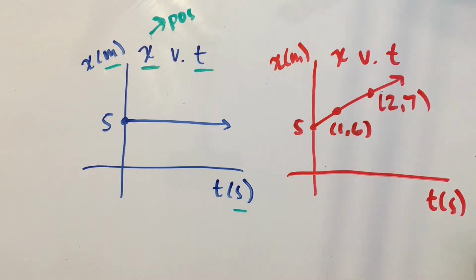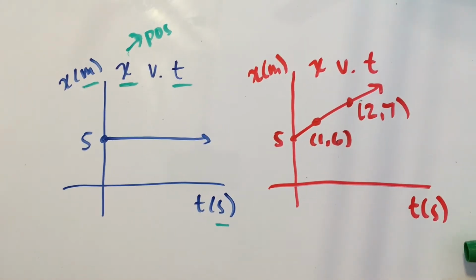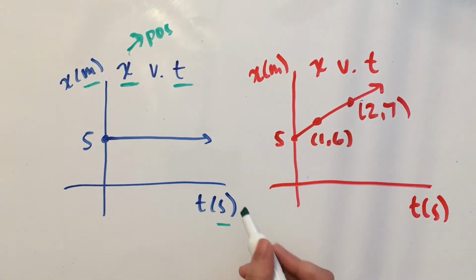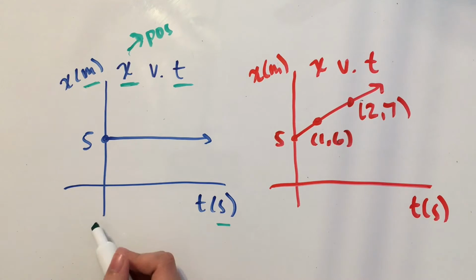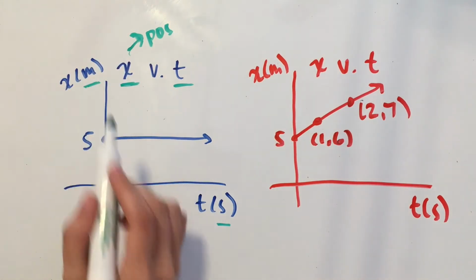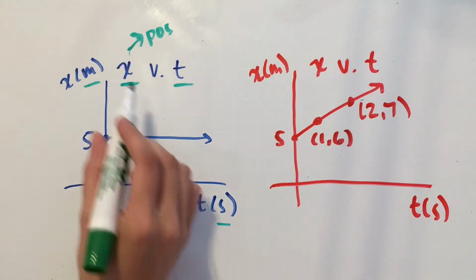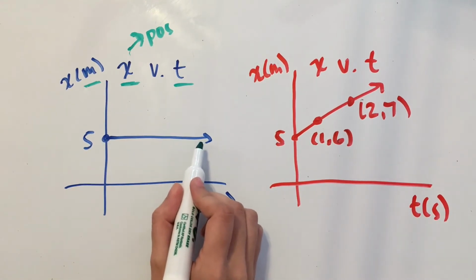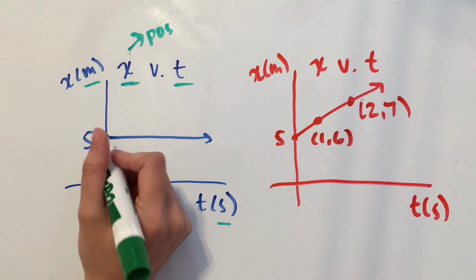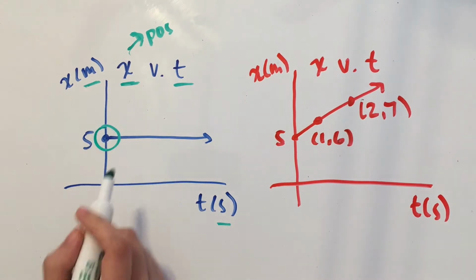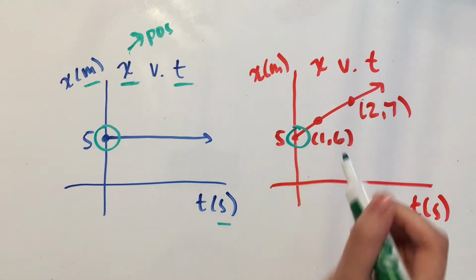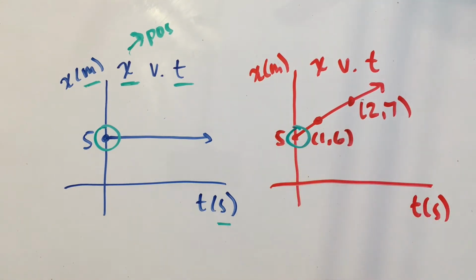So over here we see the same thing, and it's going to be like this for all position versus time graphs. On the x-axis we have time measured in seconds, and on the y-axis we have position measured in meters. For this graph we can see that we have a line with a slope of 0, and our initial position is going to be the y-intercept, or 5 meters. And we have the same initial position over here too.